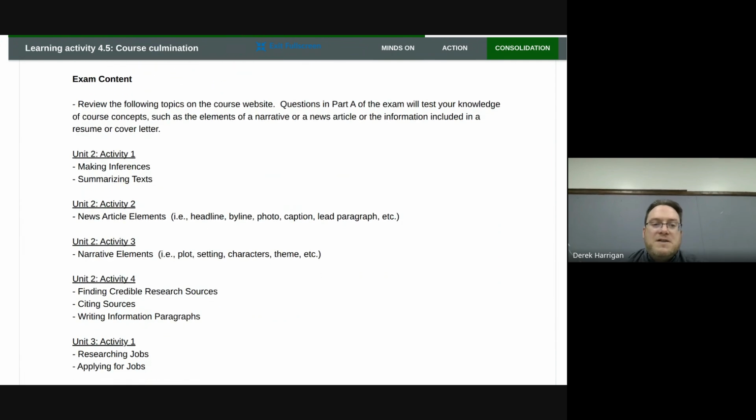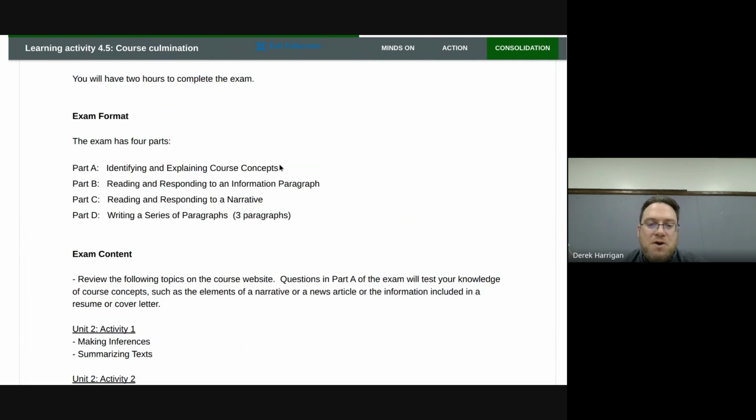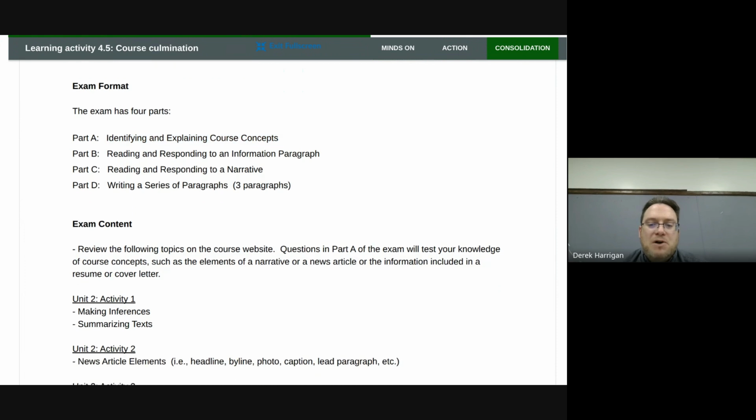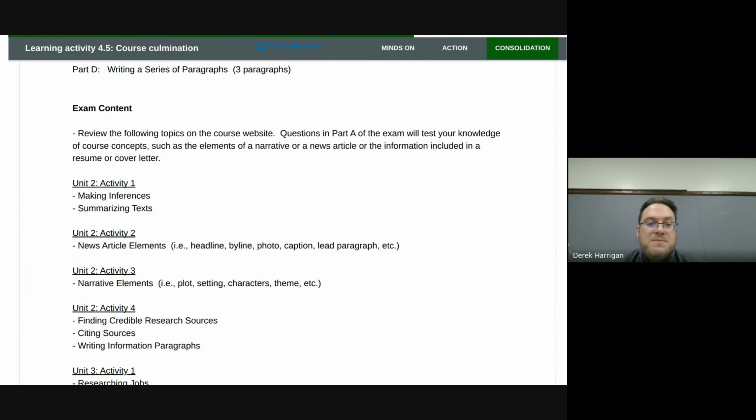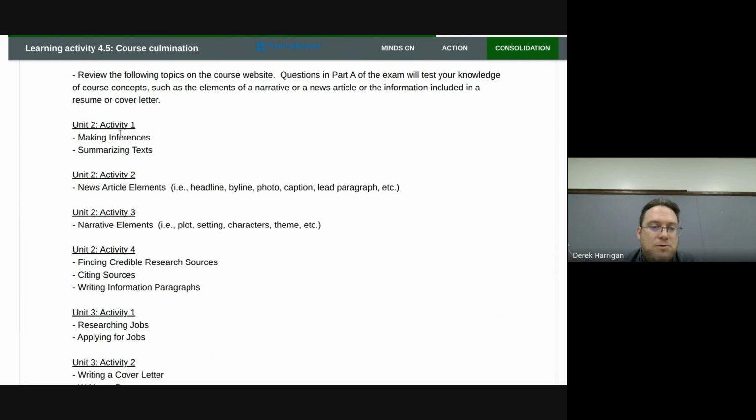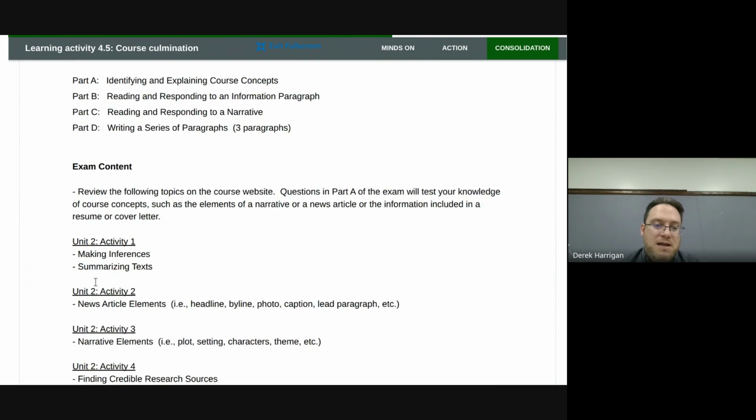In terms of exam content, it says, review the following topics on the course website. Part A is the course content. Questions in Part A of the exam will test your knowledge of course concepts, such as the elements of a narrative, or the elements of a news article, or the information included on a resume or a cover letter. So if you go back and look at the content in these activities, any activity that I do not list or any topic that I do not mention, don't study.